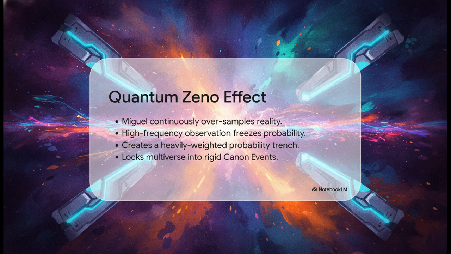And because Miguel operates at this intense 24 frame per second rate, he triggers something akin to the quantum Zeno effect. He acts as a systemic clamp on reality. By continuously oversampling the state of the universe, he effectively freezes the probability field. He outright refuses to let the system naturally evolve, and in doing so, he carves out this heavily weighted probability trench that locks the multiverse into those rigid, predictable canon events. Ironically, by desperately clamping down on the system to prevent glitches, Miguel is causing the very incursion pressure and unraveling that he claims to be fighting against.